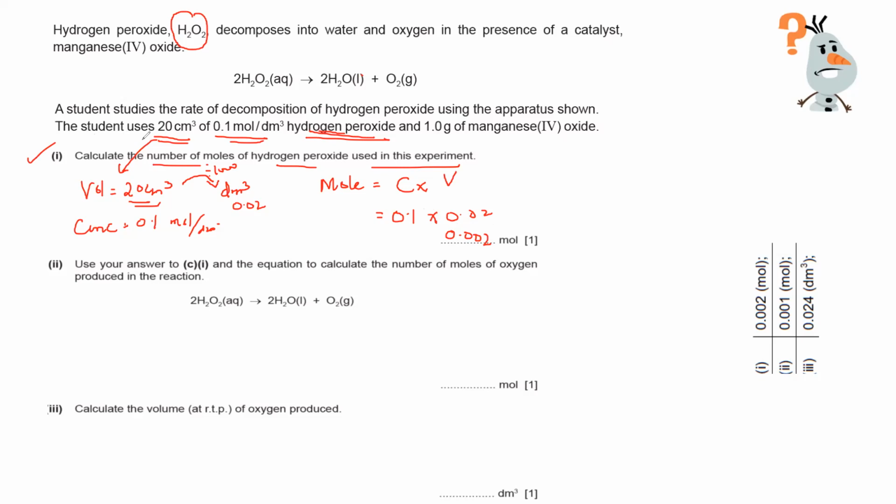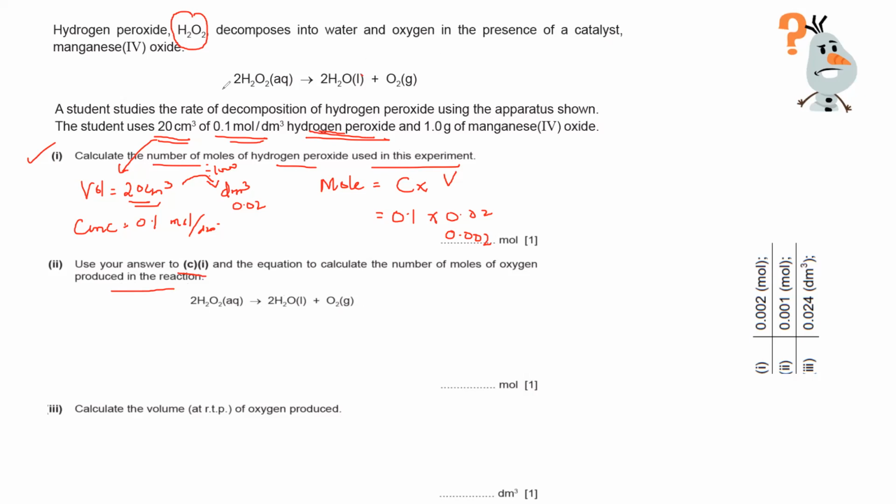Any doubt related to the first part? As we have the concentration and the volume, we can multiply them to get the moles. Now about the second part, use your answer to C1. You have to calculate the number of moles of oxygen in the reaction. So how to get the moles of oxygen?